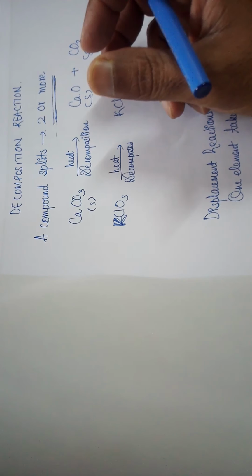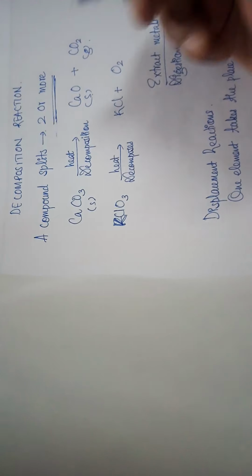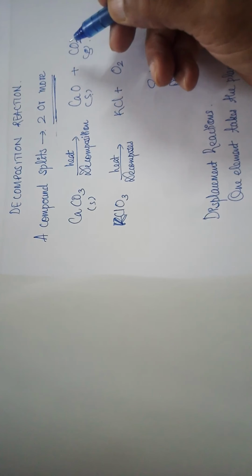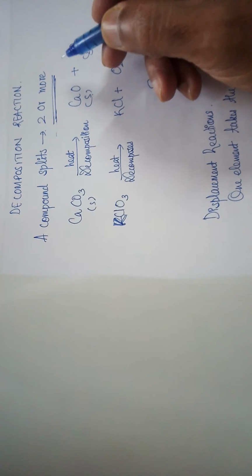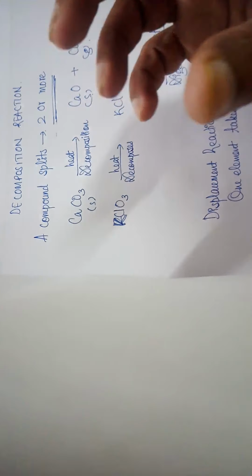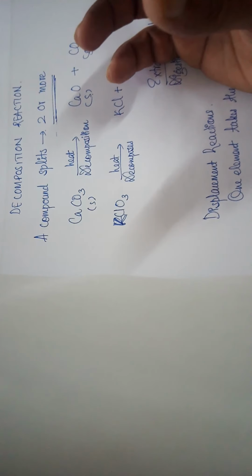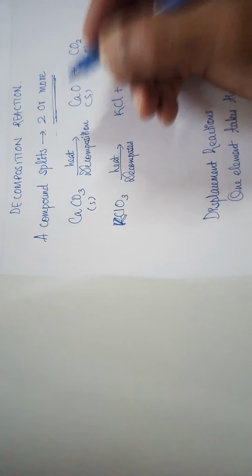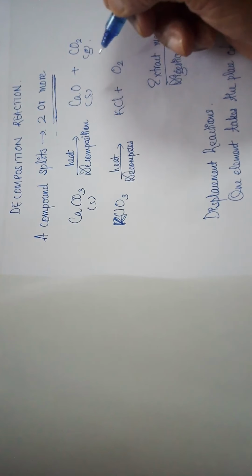In decomposition reaction, the opposite of combination reaction is taking place. In combination reaction, simpler substances combine to form a bigger or compound substance. Now the reverse is happening.